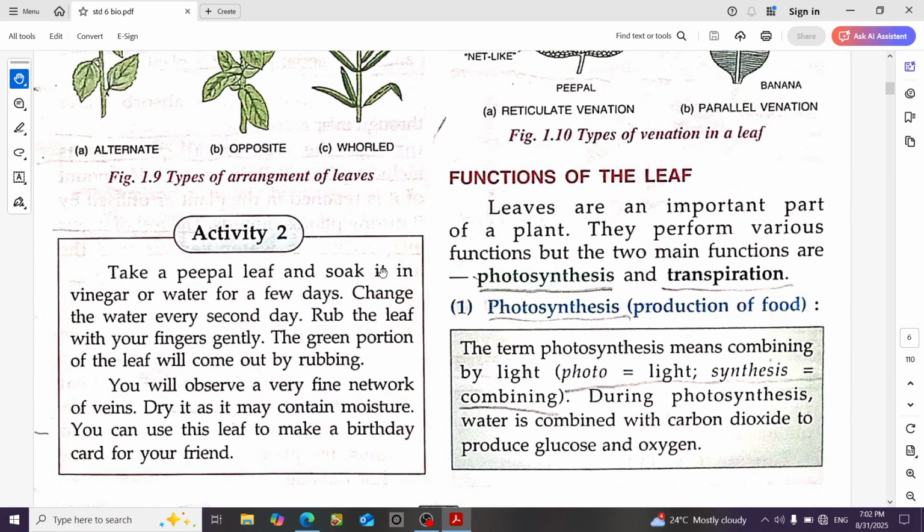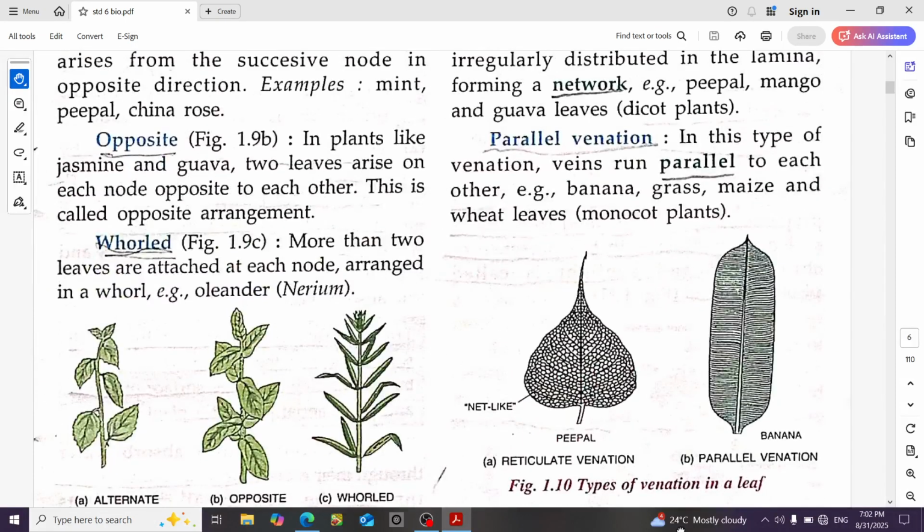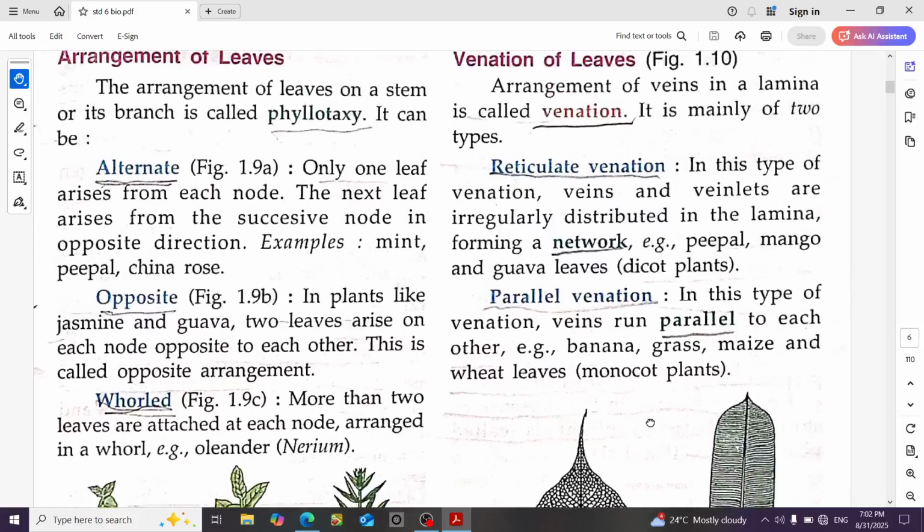They have told us to do this activity. Take a leaf, a peepal leaf, and soak it in vinegar and water for a few days. Change the water every second day. Rub the leaf, and the green portion will come out. You'll observe a very fine network of veins. Dry it. You can use this leaf to make a birthday card for your friend. So see this. It looks beautiful.